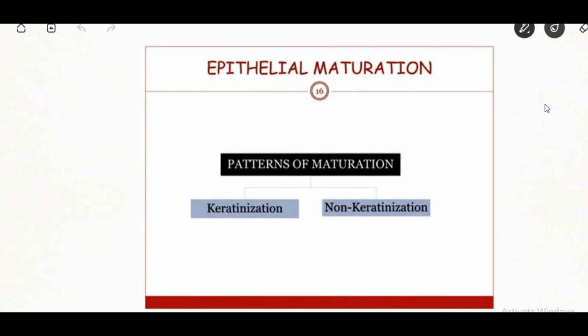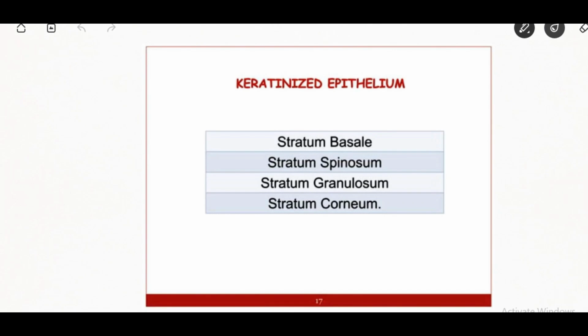As we discussed, the oral epithelium can be keratinized or non-keratinized. The keratinized epithelium will consist of the following zones. Number 1 is the basal layer, that is the stratum basale. Second is the prickle cell layer, that is stratum spinosum. Third is the granular layer or stratum granulosum, and fourth is the cornified layer or stratum corneum.